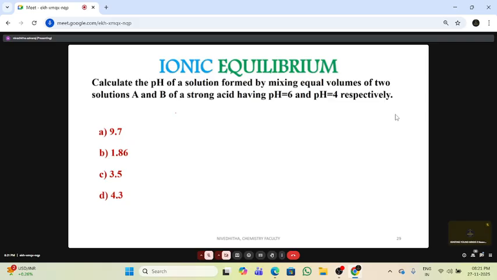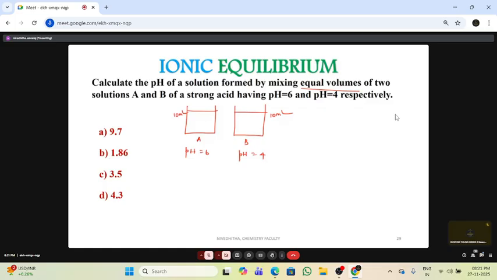Here they are mixing two acids of different pH values, and they are asking us to calculate the pH of the resultant solution. So how we can do is, see, I have a solution A whose pH is 6, and I have another solution B of pH 4. Now we're going to mix these two solutions together. See, they're talking about equal volumes. If I take 10 ml of A, similarly I have to take 10 ml of B. So totally 20 ml together, right?